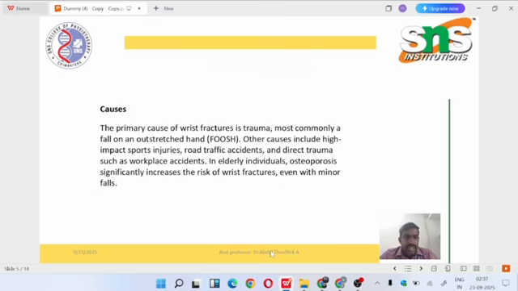Causes. The leading cause is trauma, especially fall injury. Other causes include high impact sports, road traffic accidents, and workplace injury. In elderly individuals, osteoporosis plays a key role, and even minor falls can lead to fractures at the wrist, with the force of the fall on an outstretched hand.